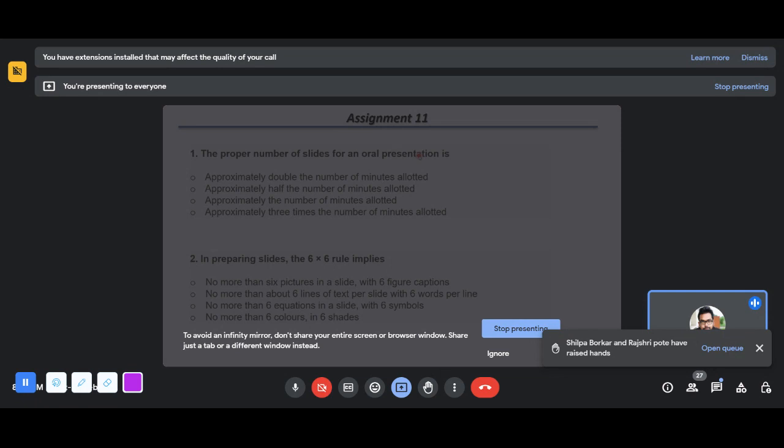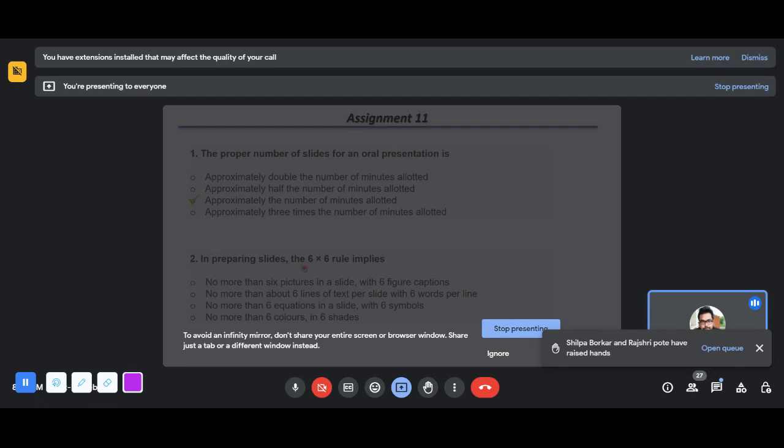Okay, so approximately double the number, or half the number, of minutes allotted for the oral presentation, and finally approximately 3 minutes. So again, there's no particular number you can provide, but approximately it should be the number allotted to you, and it depends upon your pace, how speedily you can communicate in the particular presentation. But usually this option is the most correct.